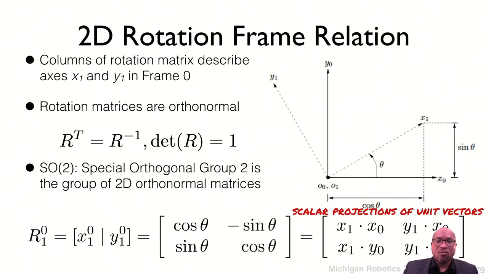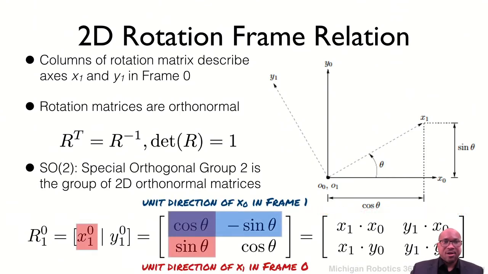The space of all orthonormal 2x2 matrices in two dimensions forms the special orthogonal group 2. And so any member of the special orthogonal group 2 is noted as SO(2). Any member of SO(2) is going to represent a 2D rotation.